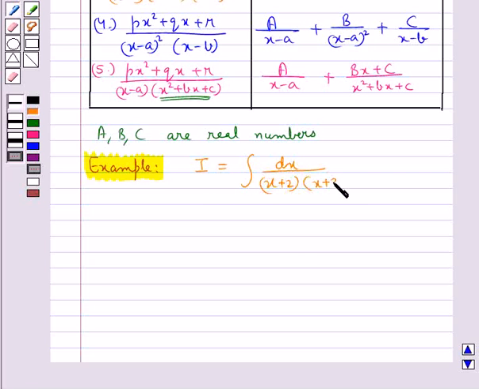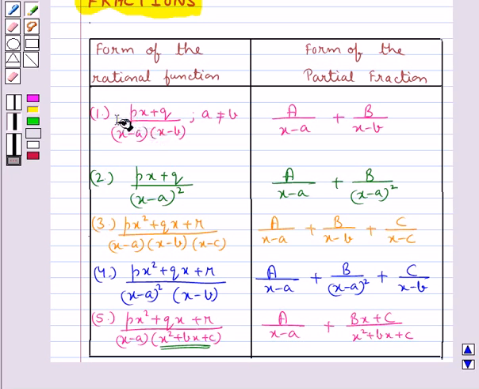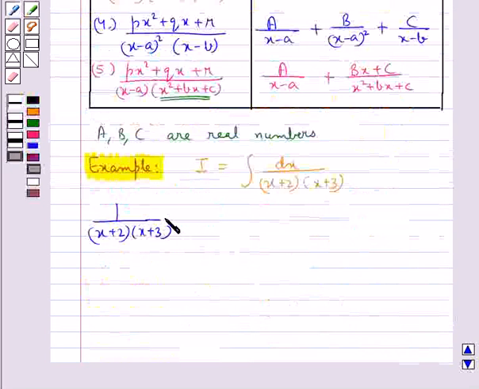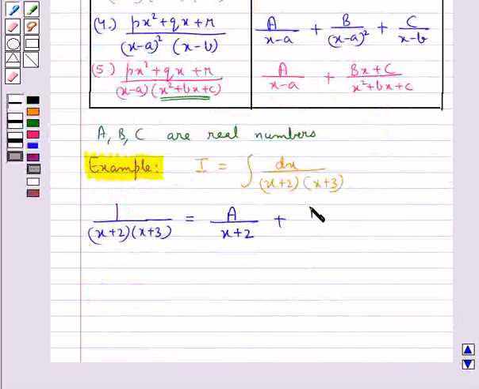Let's find out the value for this I equal to integral dx upon (x plus 2) into (x plus 3). The integrand, that is 1 over (x plus 2) into (x plus 3), is a proper rational function. So by using this first form of the partial fraction, we get that this integrand is equal to A over (x plus 2) plus B over (x plus 3). Now here the real numbers A and B are to be determined suitably.